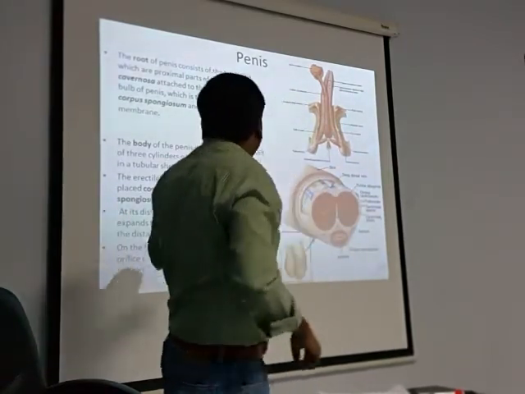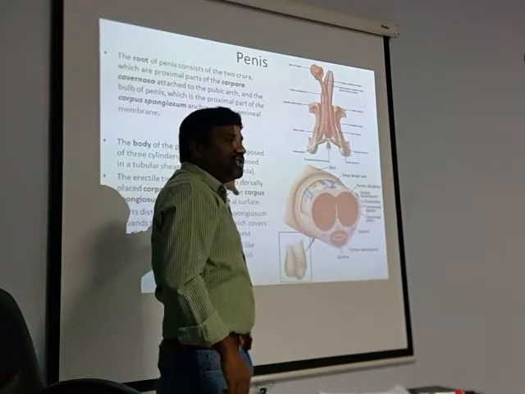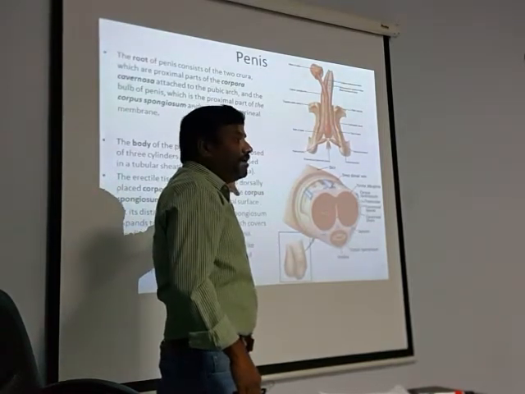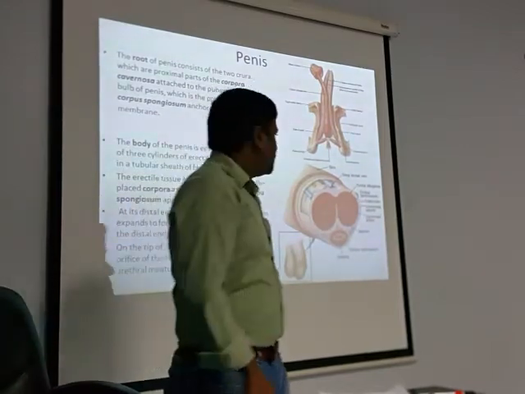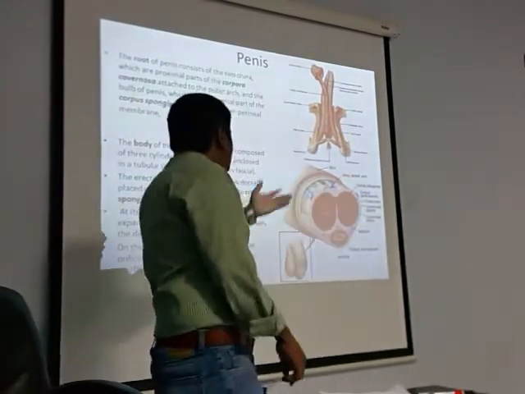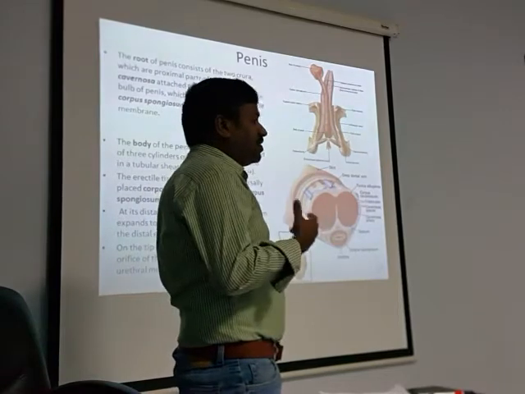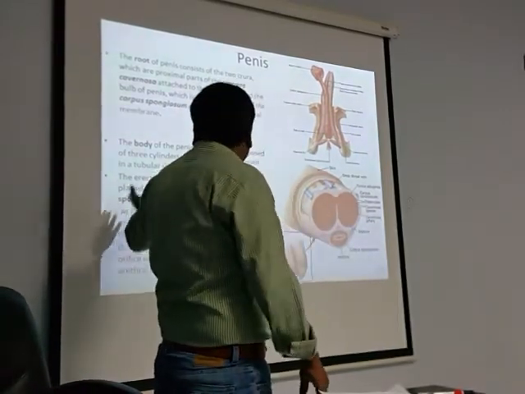What is that called? Buck's fascia. So what is the Buck's fascia? It is the deep fascia covering the 3 cylinders of the penis. Am I clear? So that is about the structure of the penis. Okay. So that is what I mentioned.